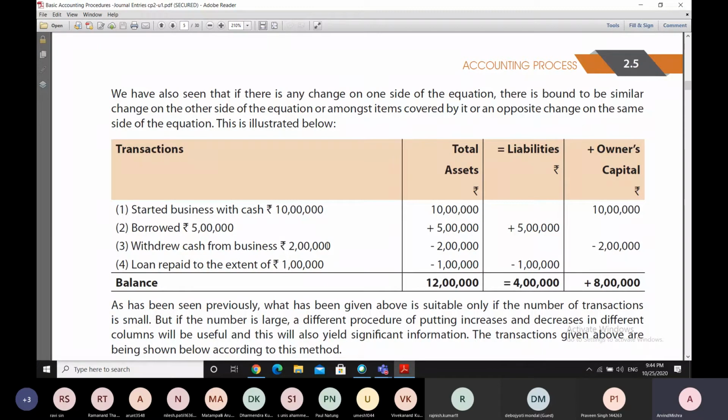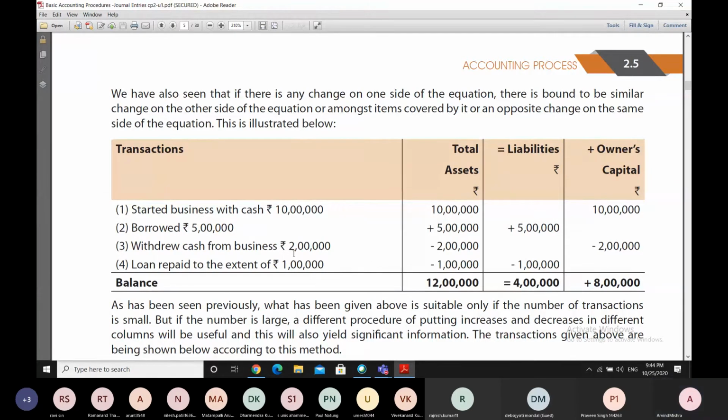Now then, let's say that the owner withdrew cash of 2 lakh rupees from the business. When he withdraws cash from the business for personal use, the cash of the business gets reduced by 2 lakhs, and the owner's capital also gets reduced by 2 lakhs because he has taken it outside of the business. So again, we can see the equation is balanced.